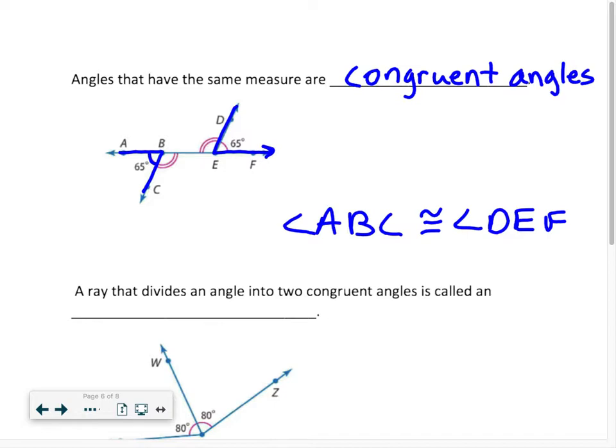Alright, notice these other angles that we have here, angle DEB. We can use just the markings. We don't even have to know the measures to know that angle DEB is congruent to angle EBC. Again, we just knew they were congruent because they were marked with those arcs.